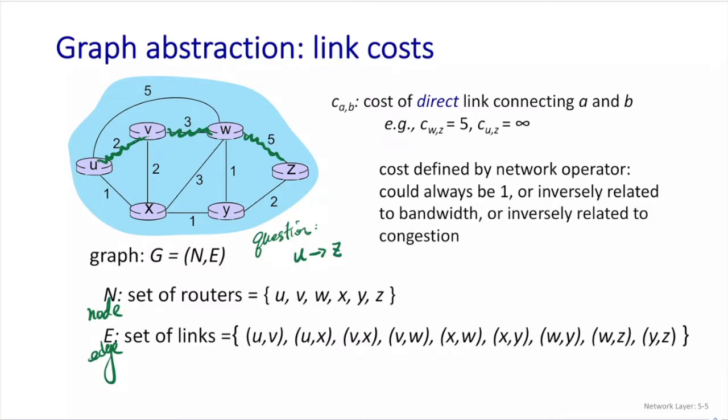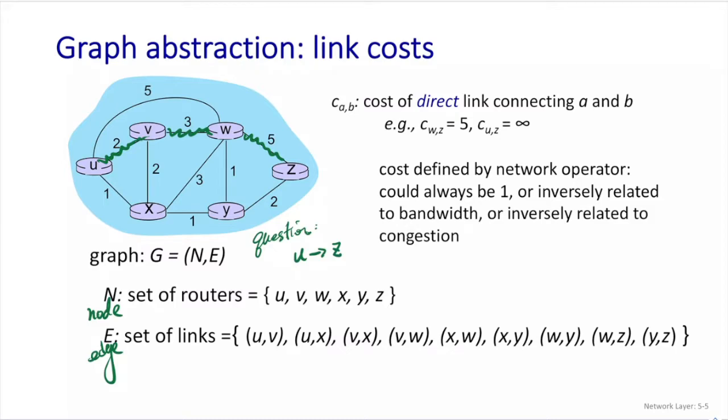So the question right here is, how do we find a good path from U to Z? U is the sending host, the sending router. Z is the receiving router. How do you find a path with minimal cost? So c(W,Z) means that is 5. That means the cost between W and Z is 5.